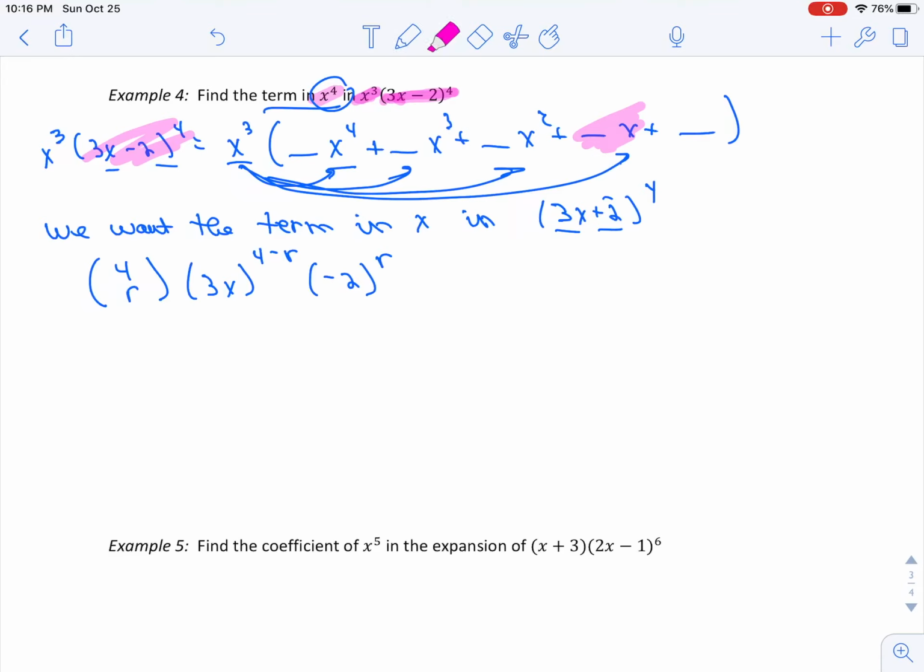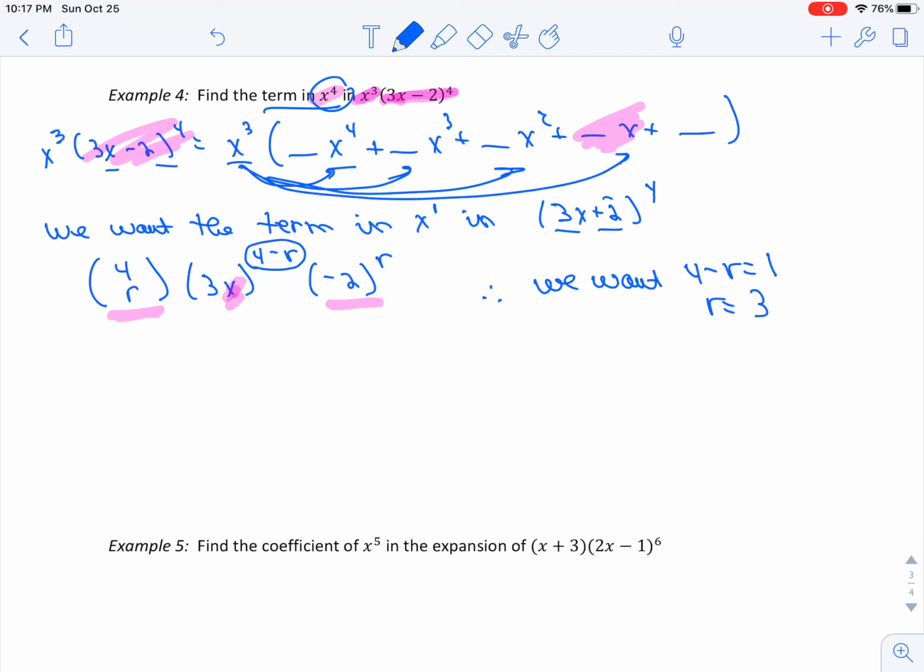Now we don't have to do quite as much work as on the last one, because notice that the x only comes from this factor. There are no x's here, there are no x's here, it only comes from here, and we want the term in x, in other words, the term that's x to the first. How would we make that happen? By making this exponent a 1, because then we would have 3x to the first. So we want 4 minus r to equal 1. That means that r has to be 3.